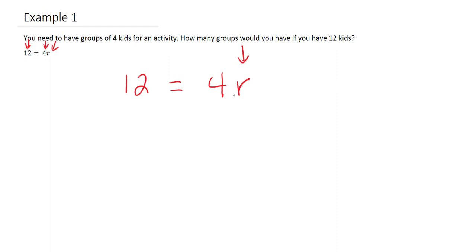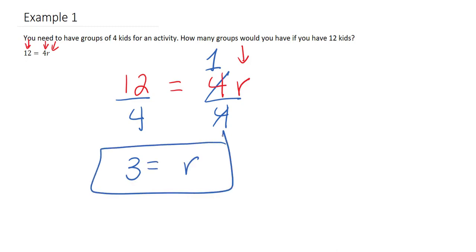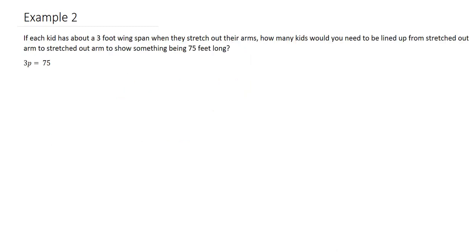What we're going to do is divide by 4 on both sides. If we divide by 4 on the right hand side, this just becomes 1R. Now we have to do it to the other side. 12 divided by 4 is 3. So R is equal to 3. There would be 3 groups of 4 kids, because we have a total of 12 kids. And that makes sense, because 4 times 3 is equal to 12. Let's look at another example.